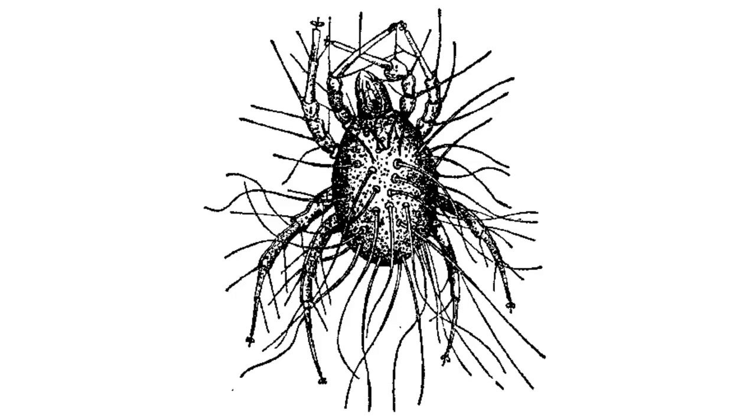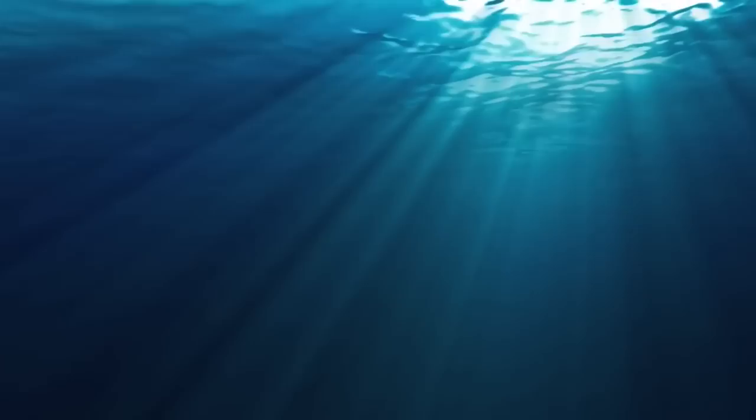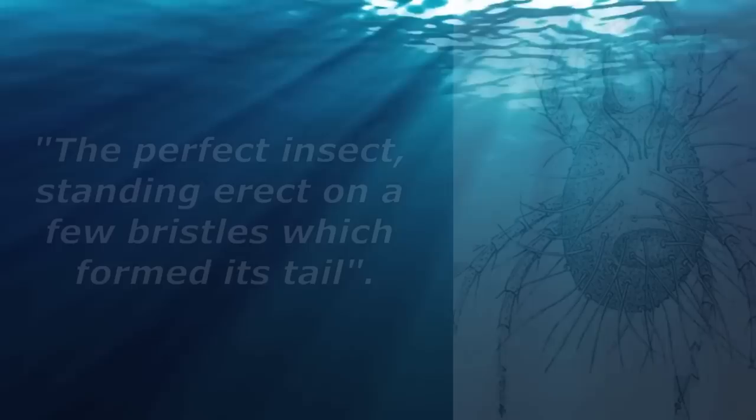His experiment setup included several components like lava stone, a chemical substance, and an electrical source, and it required him to wait on the experiment for several days, almost a full month, to see the results. For days, nothing appeared in the liquid, but around the 28th day, he saw what he apparently described as the perfect insect, standing erect on a few bristles which formed its tail.